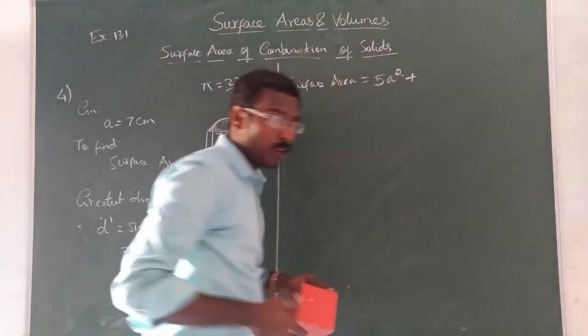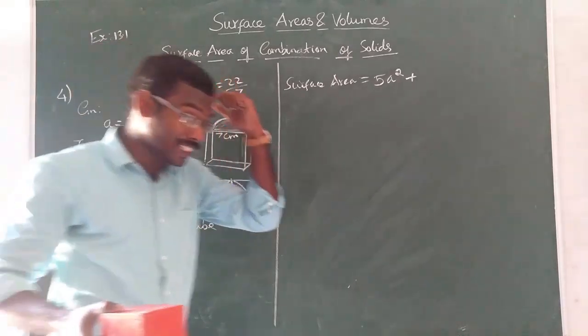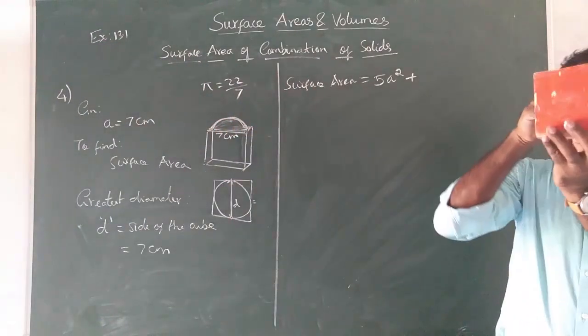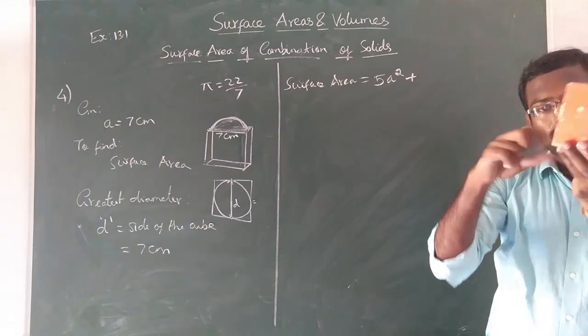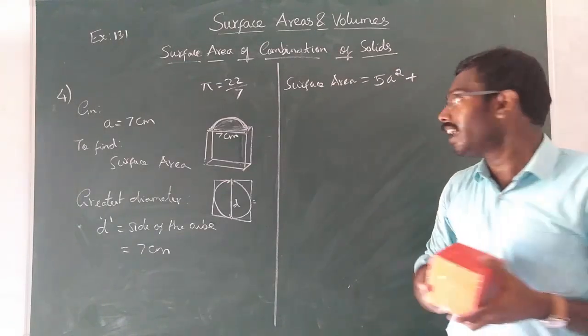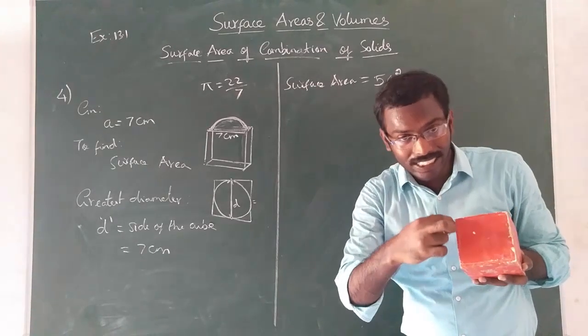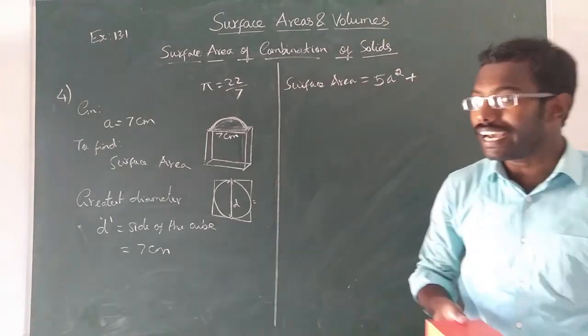Understood or not? You have to see the shape or imagine the shape and then write the formula. So, here 5 sides are given, isn't it? So, you can write 5a square. You know, because one side area is a square. So, 5 sides, 5a square.